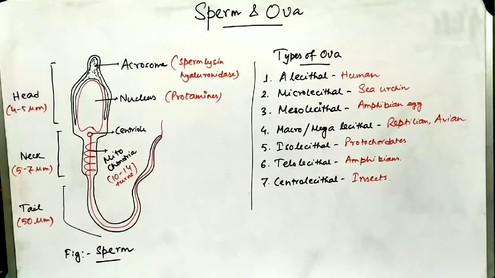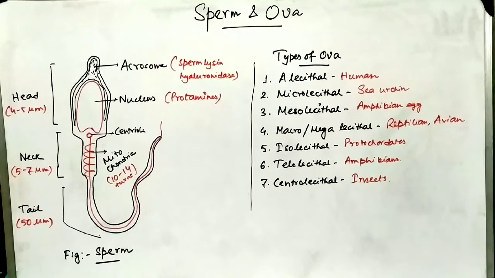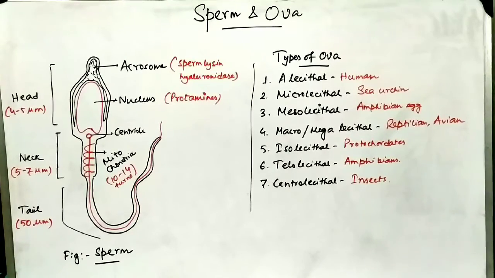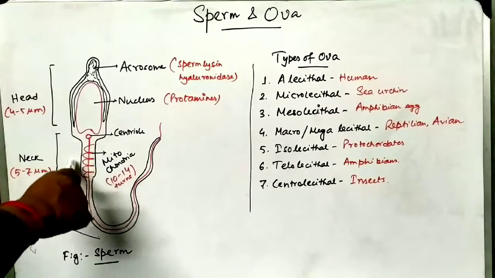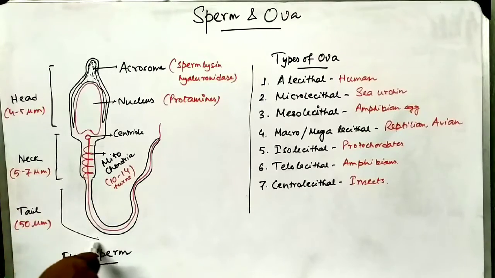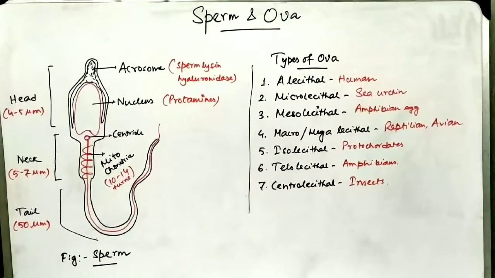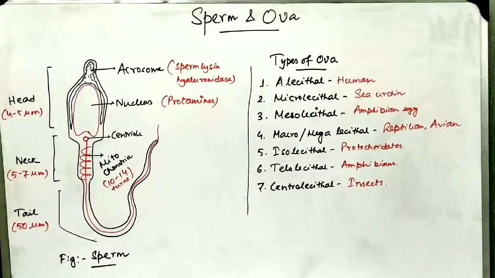If we look at the structure of the sperm, we can divide it into three regions. One is the head, which is 4 to 5 micron. Next is the neck region, which is 5 to 7 micron, and the tail, which is 50 micron in length. So the total structure is divided into three regions.